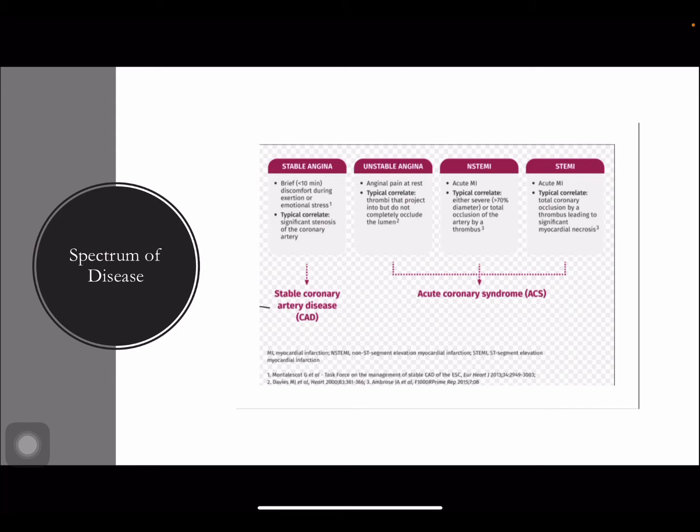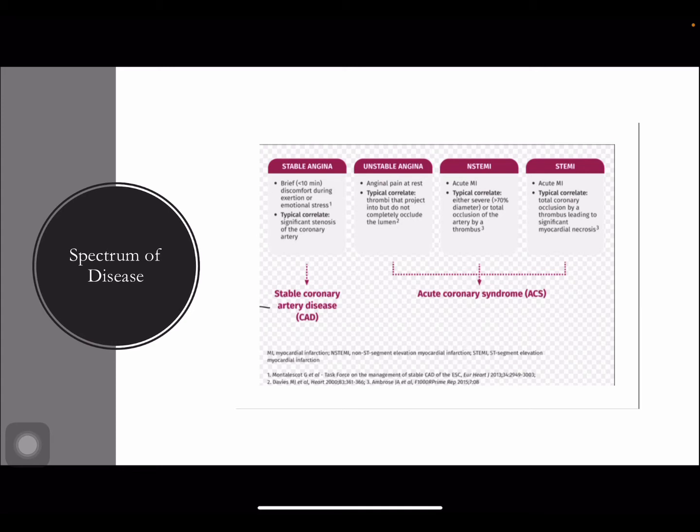So ACS, or acute coronary syndrome, is essentially describing a spectrum of disease. You start off with stable angina, which is completely different, but it's important to mention, which is brief discomfort during exertion or emotional stress, and essentially correlates to significant stenosis of the coronary artery, usually reversible with some GTN. ACS is characterized by irreversibility to begin with.